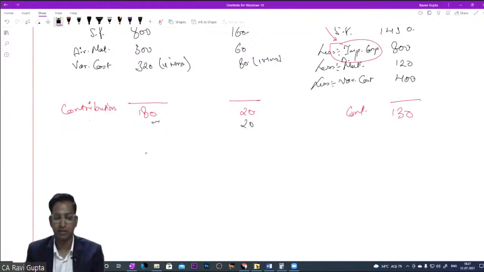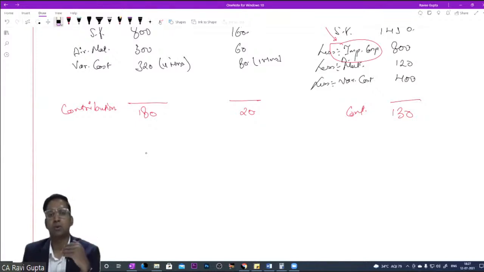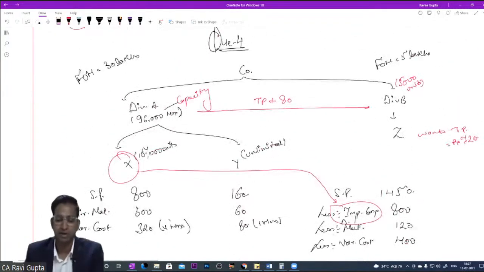There is a query: please explain why we calculate contribution per hour. Is it a requirement or in the question? See, we need to calculate contribution per hour when hours are a limiting factor. How did I come to know it? See, we have 96,000 hours as the full capacity of division A.